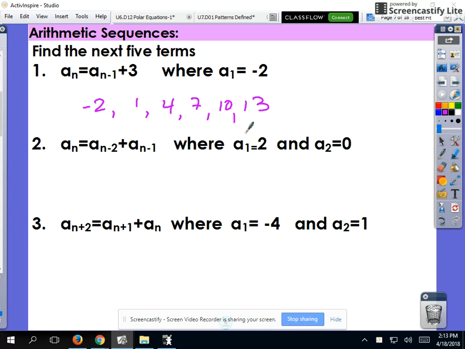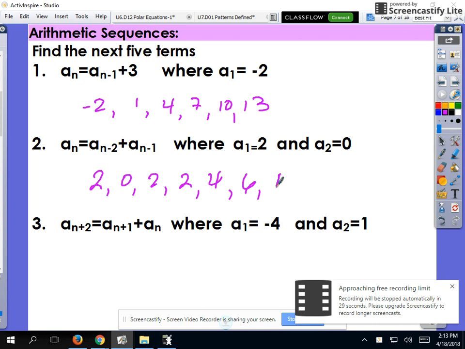For the next one, this is actually not arithmetic because you're adding different values, but you're given that the first term is 2, the second term is 0. So if we add those up, we get 2. Add those up, we get 2. Add those up, we get 4. Add those up, we get 6. And add those up, we get 10.